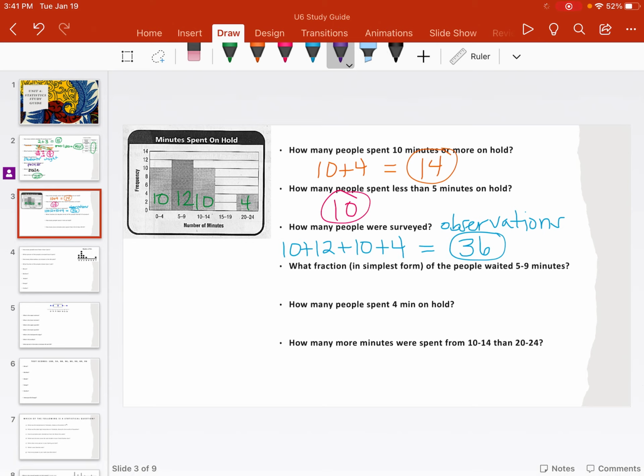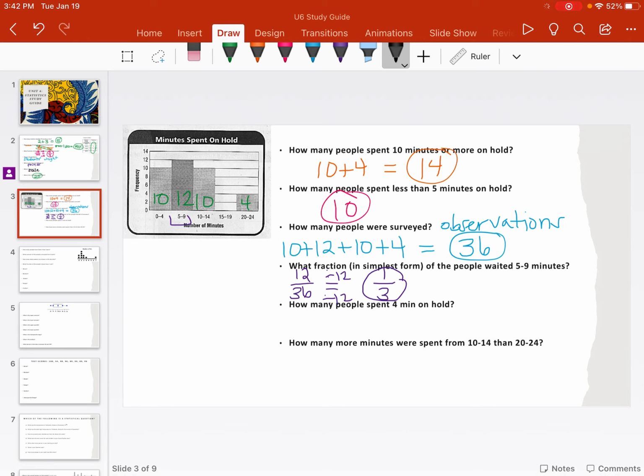What fraction in simplest form of the people waited 5 to 9 minutes? So 5 to 9 is right here. It's 12 out of the 36 total. We do want to simplify it. So 12 and 36 are both divisible by 12, which means this is 1/3.